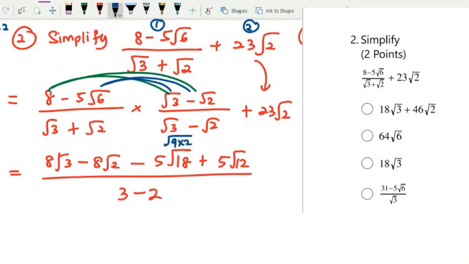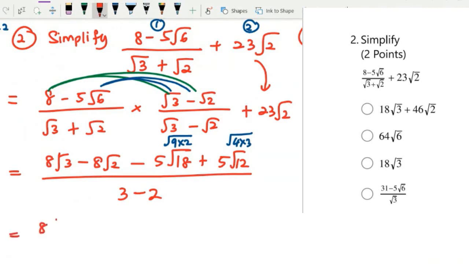9 times 2. Nanti square root 9 jadi 3. The same goes for 12. 12 ni pula square root number of 4 times 3. Okay, 4 times 3. So 4 times 3, nanti square root 4 is 2. Okay, so from there we can simplify that.